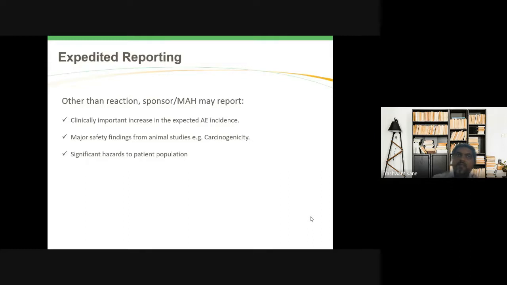And in case they observe something for that drug, they can also report for the earlier indication, that is blood thinning. So such scenarios may also arise, and we also have to do the expedited reporting in such cases.